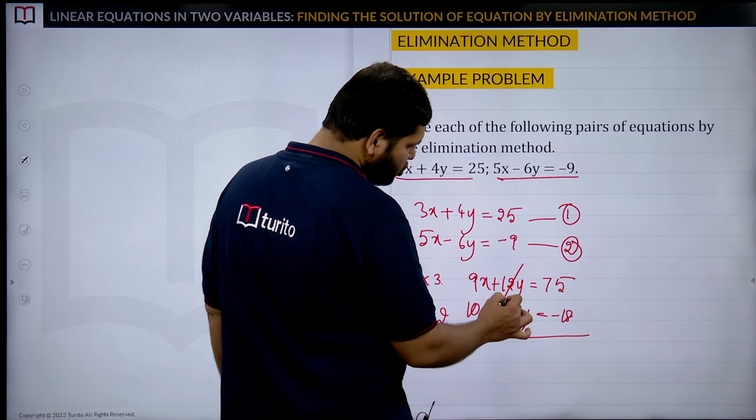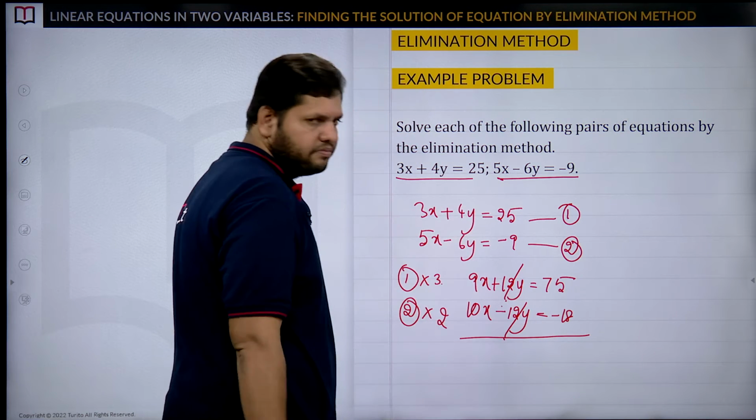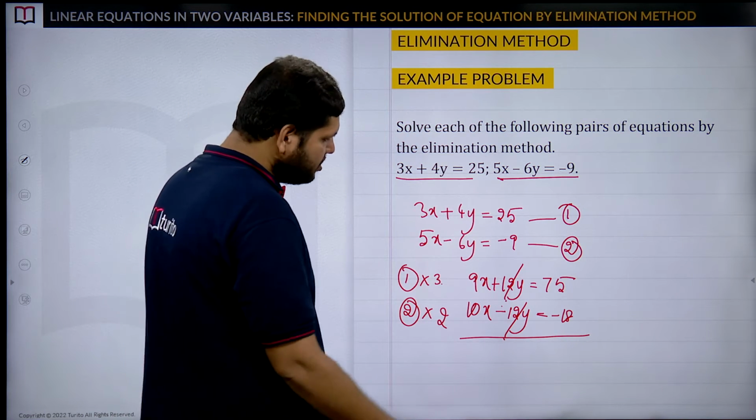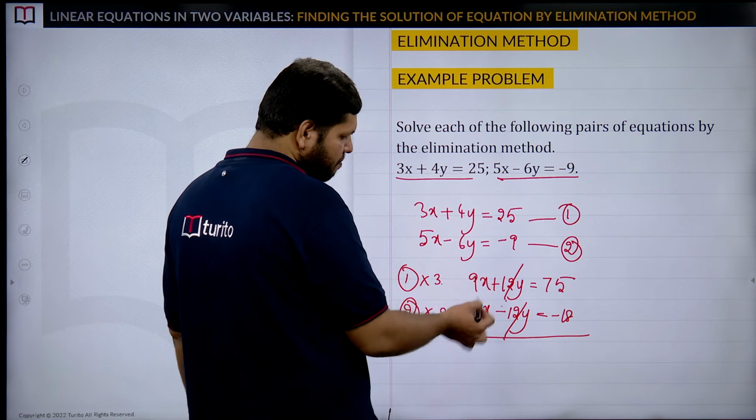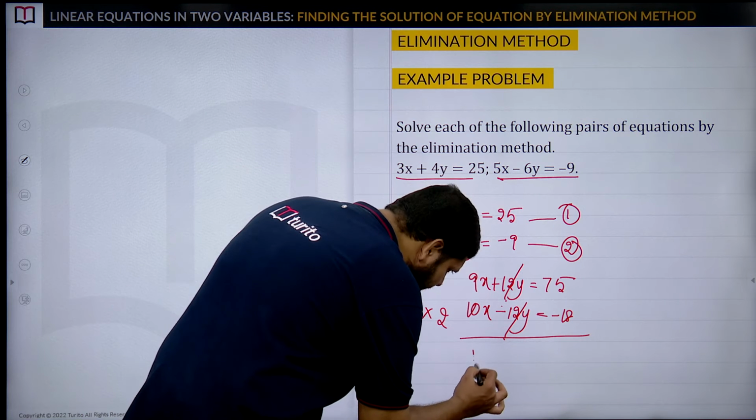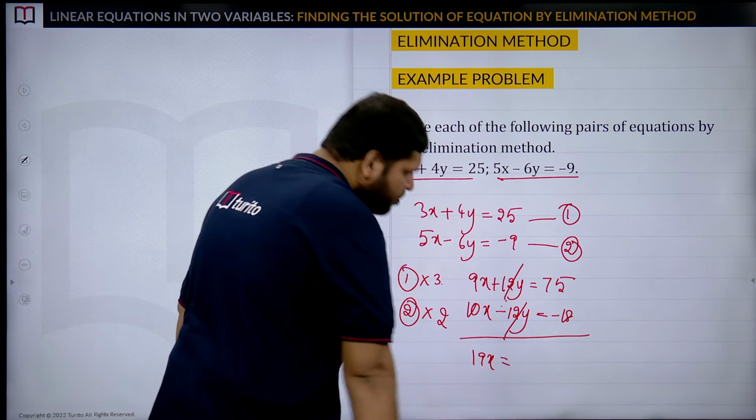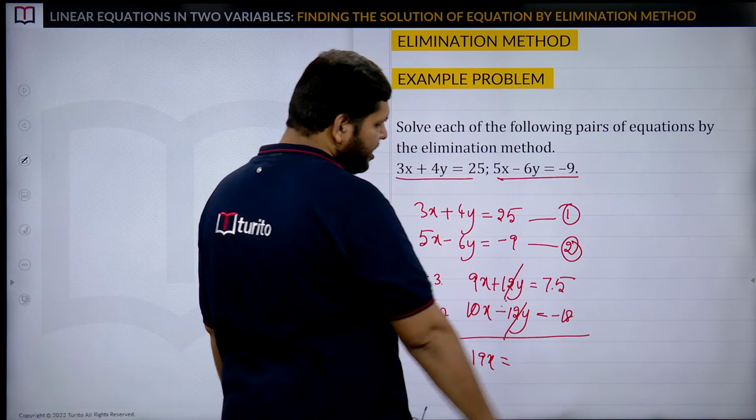If I do addition, plus 12y and minus 12y cancel. And what about this, children? 9 plus 10, so this is 19x equal to 75 minus 18.